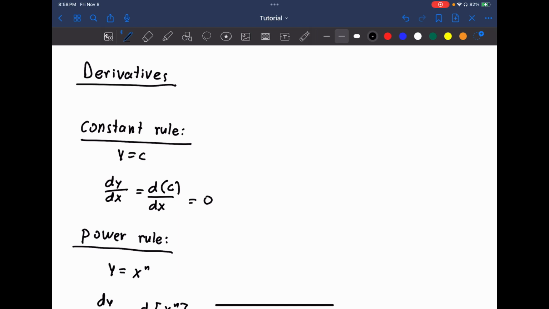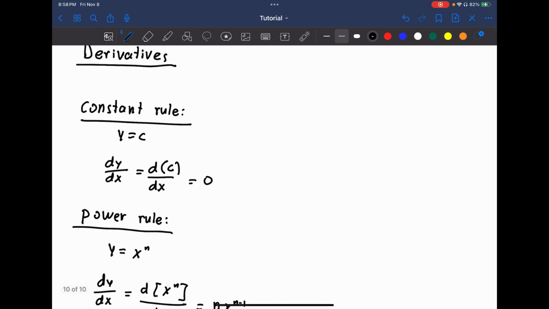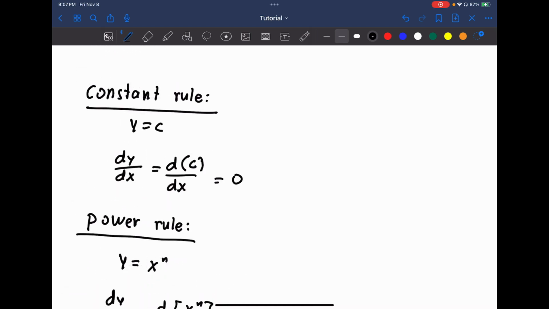Calculus 1 series. Okay, so today we will be talking about the constant rule and the power rule.